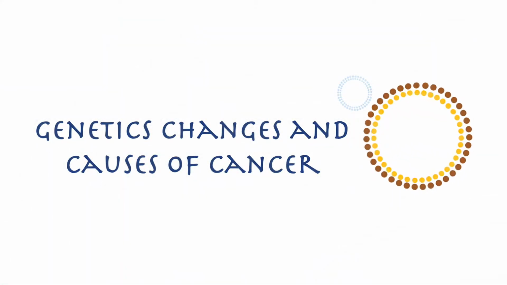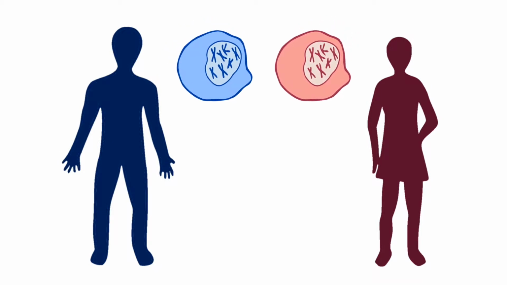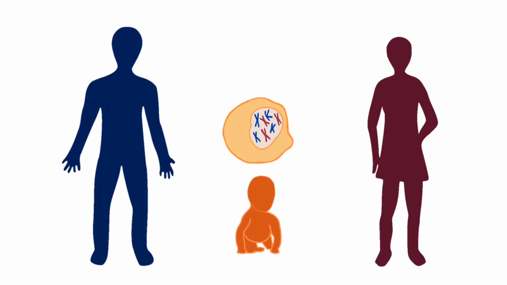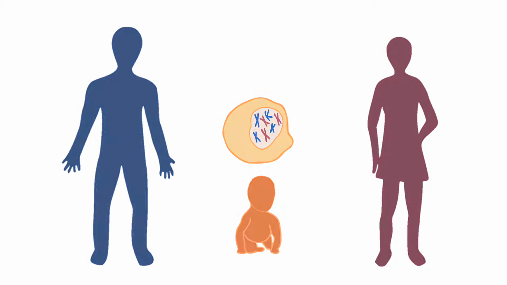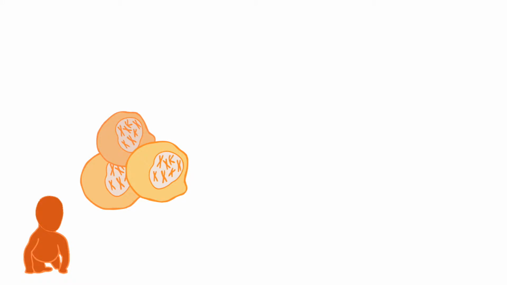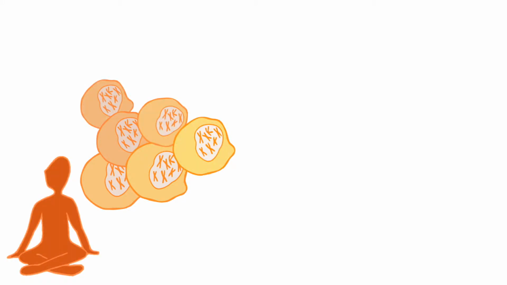Genetic changes. We inherit our genes from our parents. However, throughout our lives, the cells in our bodies copy themselves, divide to form new cells, and when they no longer work properly, they die. Therefore, our genes are also copied and divided, and mutations are made in that copying process.